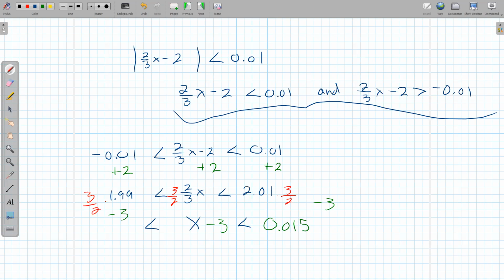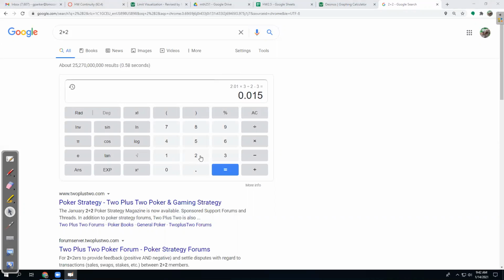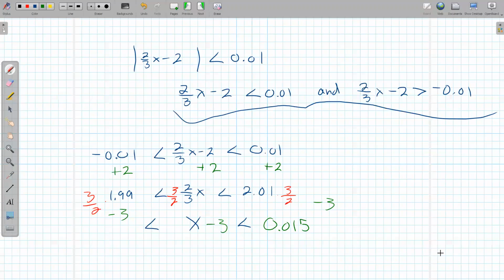And check out the other side. So on the other side, I have 1.99 times 3/2 minus 3. Whoa, well, look at that. It's negative 0.015. Interesting. Now, since these match, that's pretty fortuitous because now I can rewrite it as an absolute value inequality. X minus 3 has to be less than 0.015, and I have discovered my delta there.